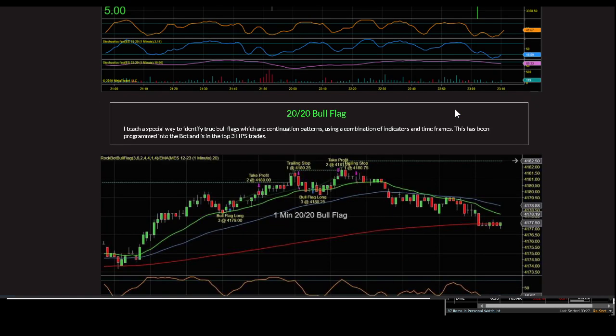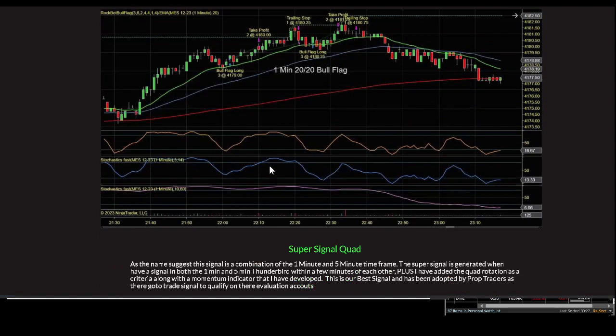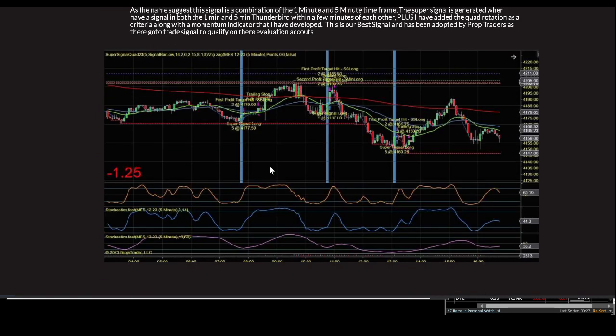The flag setups are absolutely fantastic. This is a technique we use in trending markets, identifying these bull flags. Our 2020 bull flag technique is great, so you don't want to miss it. So lots of times we use this just to run in the background and let us know when these flags are, and then we take the trades into those. The super signal quad, like I said, is the best setup out there. There's nothing out there better.